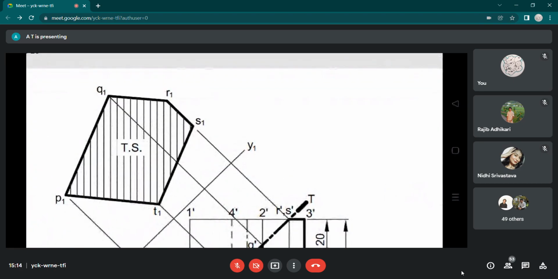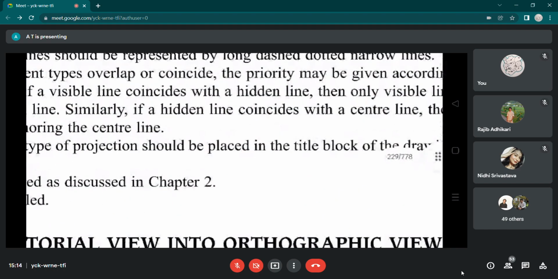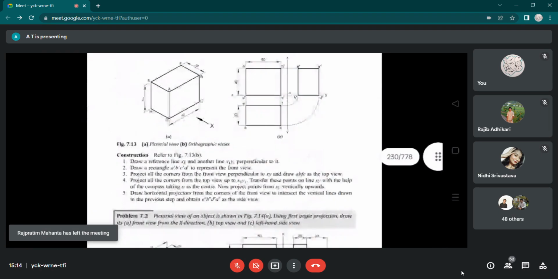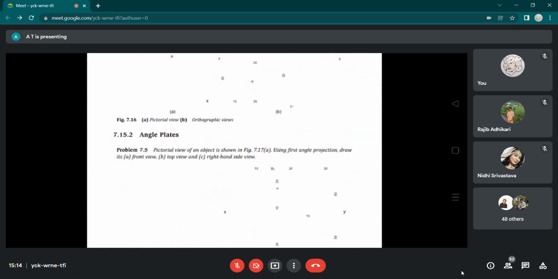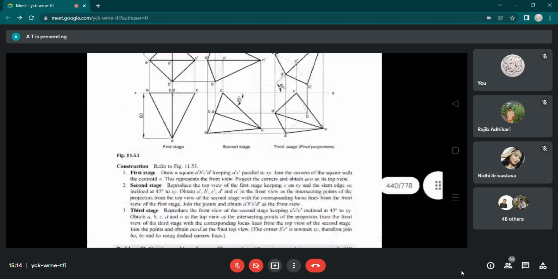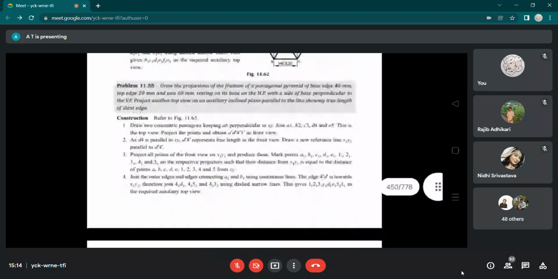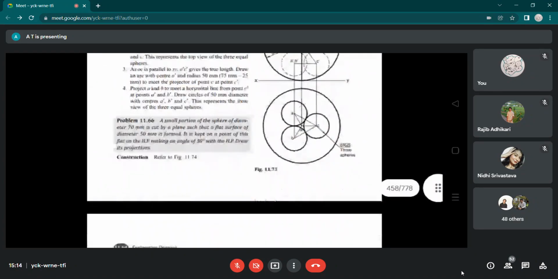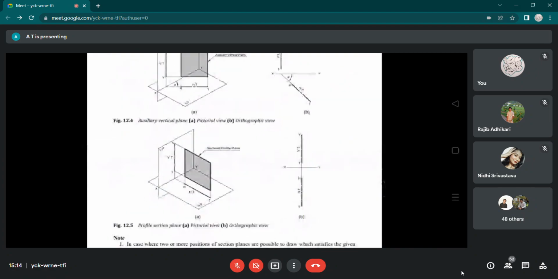You will think, oh sir, we have seen this before. You have seen this front vertical plane, you have seen this horizontal plane, and suddenly you see here an auxiliary inclined plane.